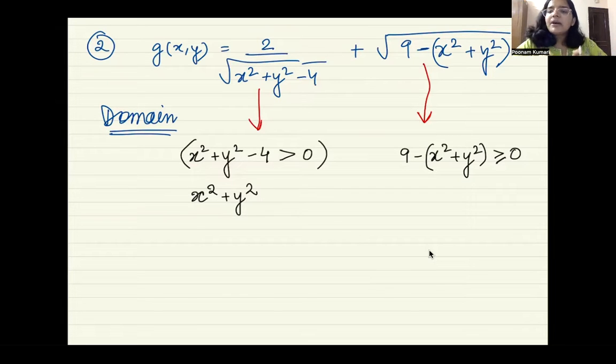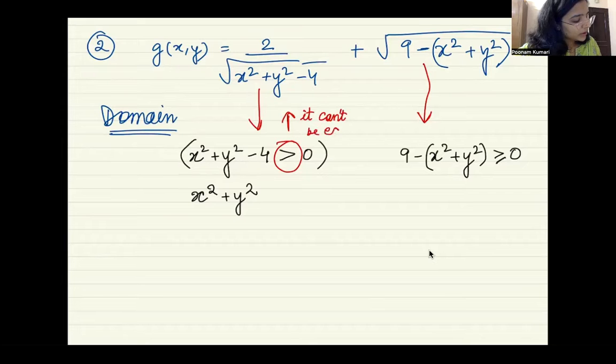So what I need is that this whole thing which is inside should be greater than 0. It should not be equal to 0. So this is one important point wherein people make mistakes, that it cannot be equal to 0. Okay, it cannot be equal to 0, right?